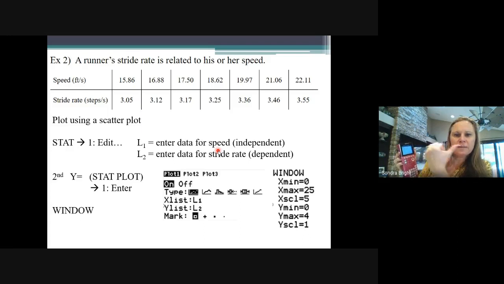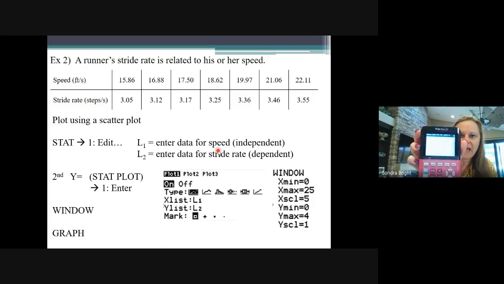You definitely want to be past 22.11 on your X's. So I still left 0, and then I put 25 for my X max. X scale, I put 5. That's just how far apart the tick marks are. And since I'm going from 0 to 25, maybe 5 is good, I don't want to see too many little tick marks. For Y min, they're all positive values, and they're all from 3 to 4. So I'll just go 0 to 4 with a Y scale of 1. Everything else I'm just going to leave, and then hit that graph button.